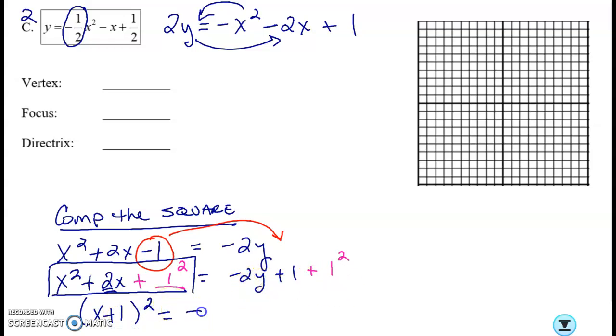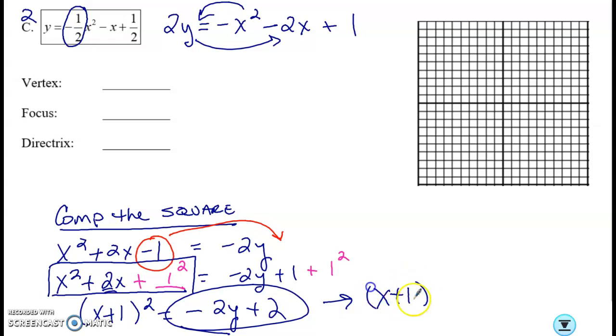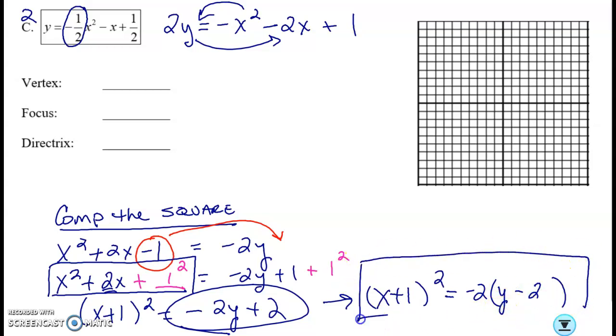Over here, we're just going to clean this up. This is negative 2y plus 2. And then over here, we need a number sitting out in front of a quantity. So we're going to have to factor out our GCF. So if you factor out your GCF, the left-hand side stays the exact same. We have a negative 2 out in front and then y minus 2. So this is our standard form that we're now going to use to graph this. Oops, not y minus 2. I forgot to factor out the 2 there. That would be y minus 1.